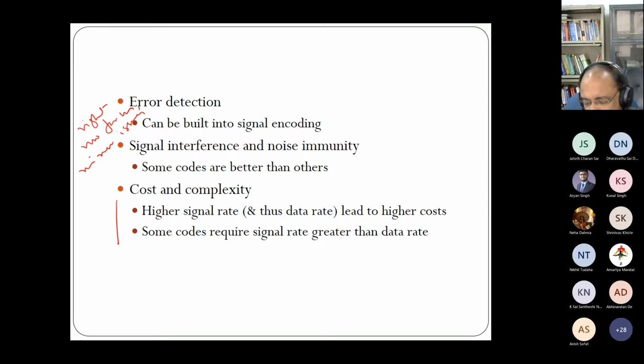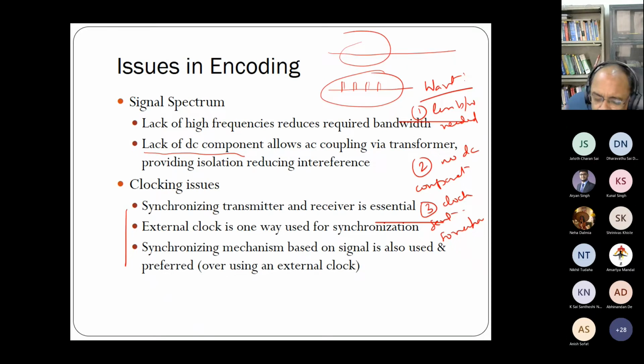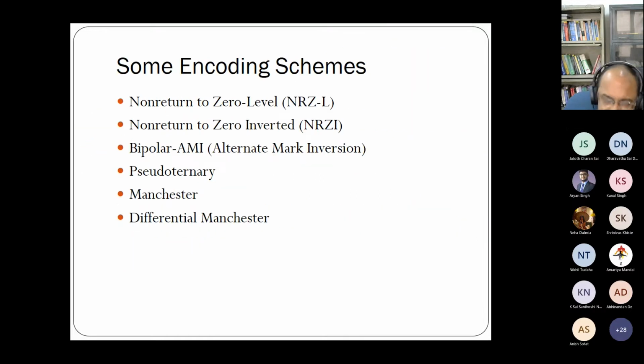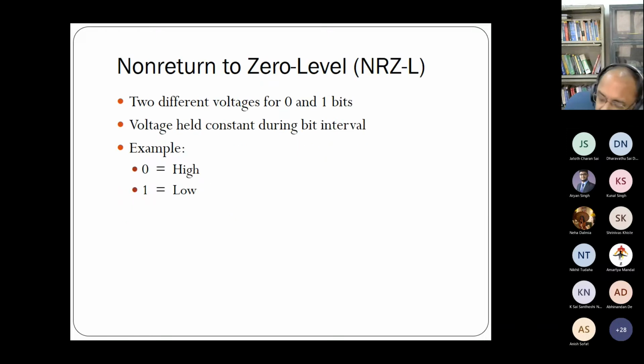So the three most important things that I will look for in an encoding are: how much bandwidth will it take with the encoded signal as opposed to the original signal? Does it have a DC component? Is the clock being sent? Can it lose clock synchronization? So with this, let's see some of the things that people talk about.